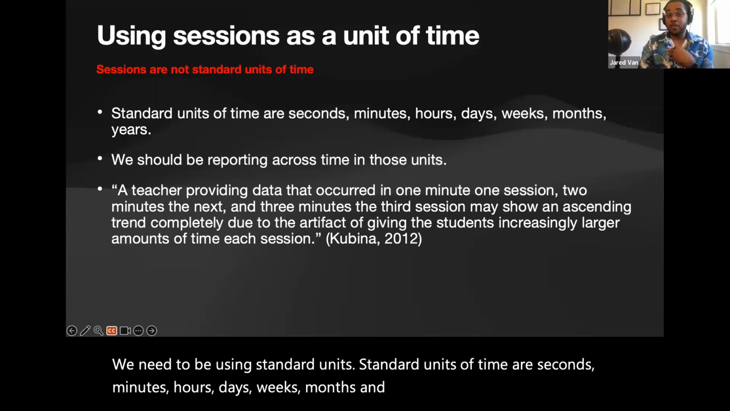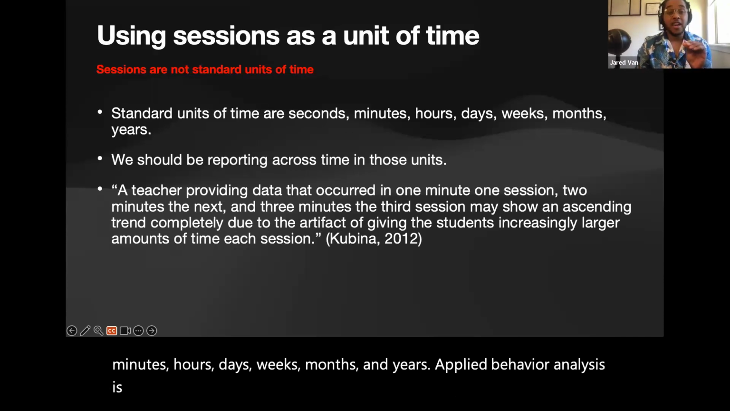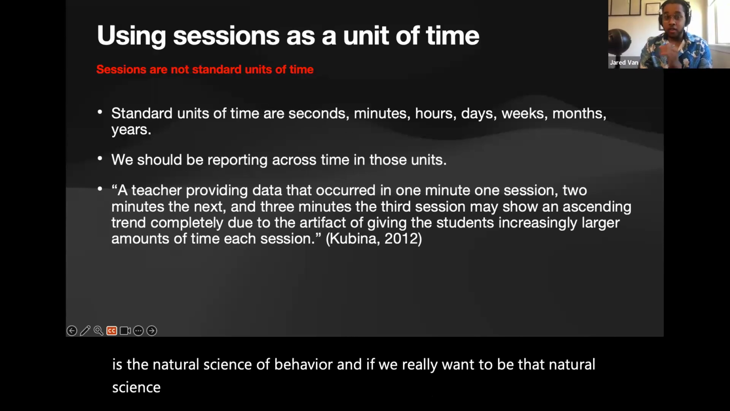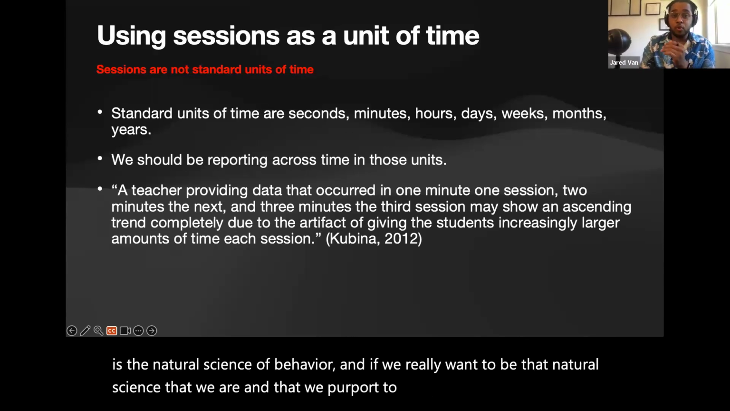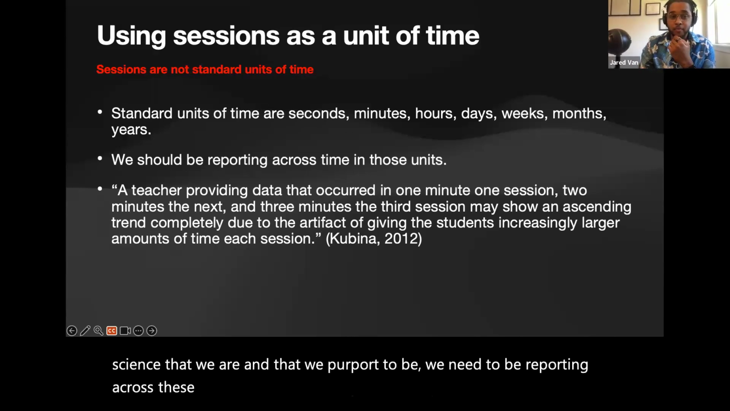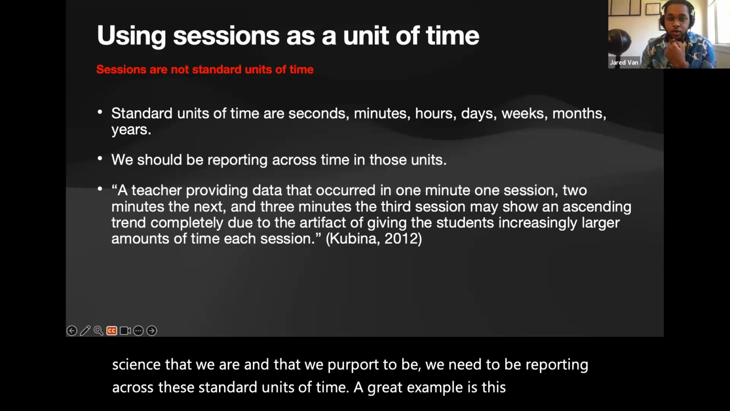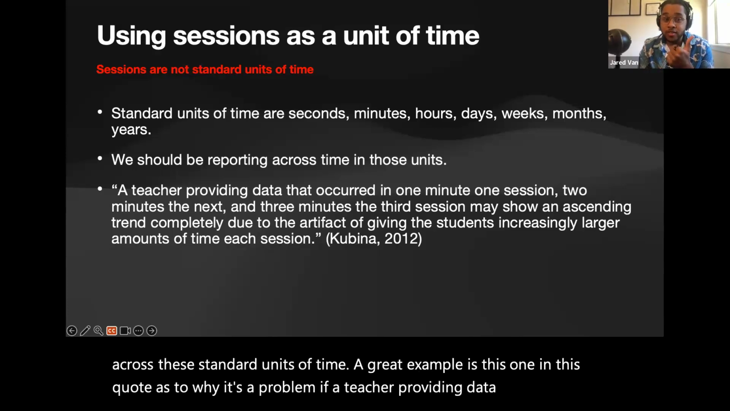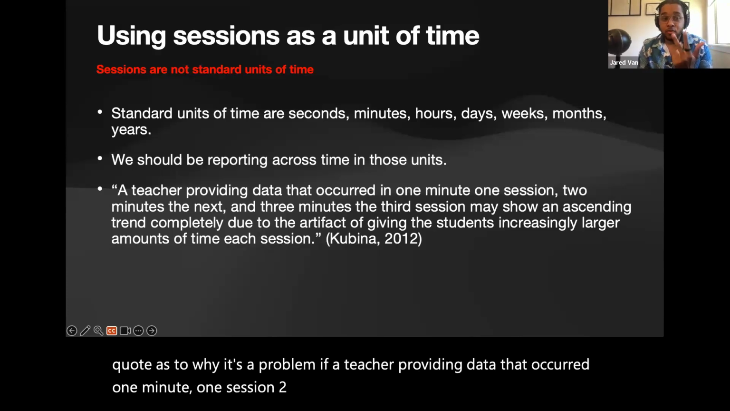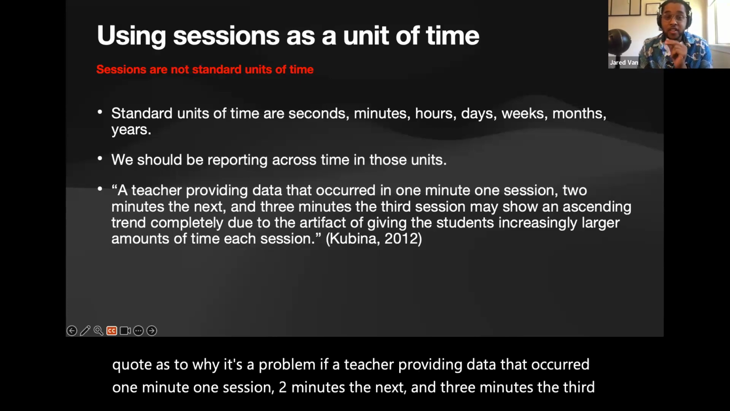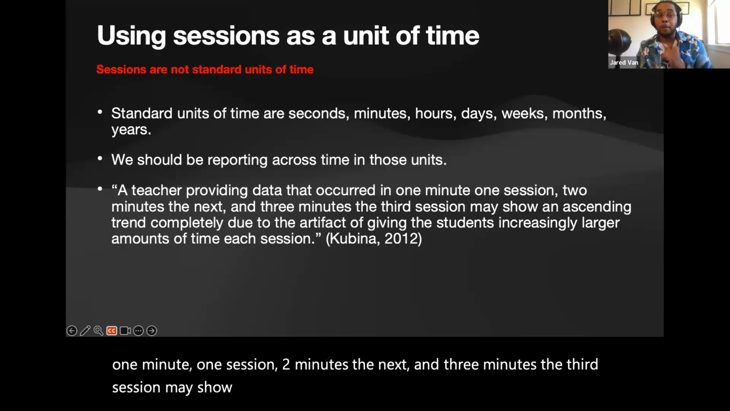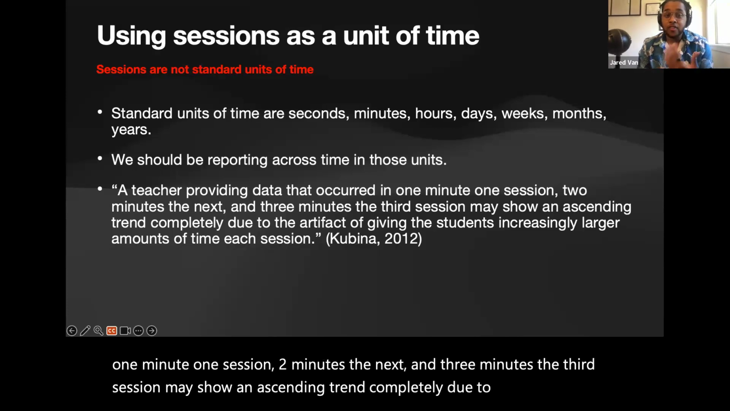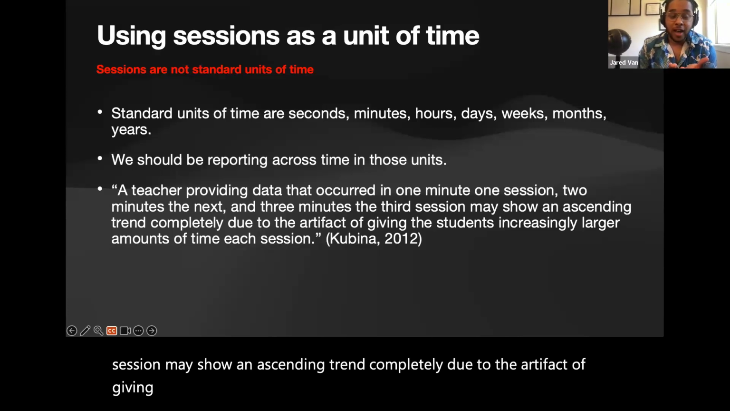Applied behavior analysis is the natural science of behavior, and if we really want to be that natural science that we purport to be, we need to be reporting across these standard units of time. A great example is this quote as to why it's a problem. A teacher providing data that occurred 1 minute one session, 2 minutes the next, and 3 minutes the third session may show an ascending trend completely due to the artifact of giving students increasingly larger amounts of time each session.